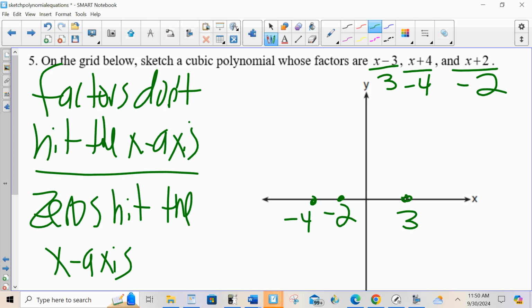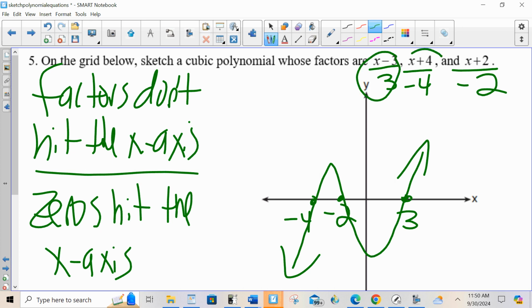There's no double roots, so everything passes through. And that's it. The zeros hit the x-axis, factors don't. To go from factors to 0, I change the sign. x - 3 becomes +3, x + 4 becomes -4, x + 2 becomes -2.